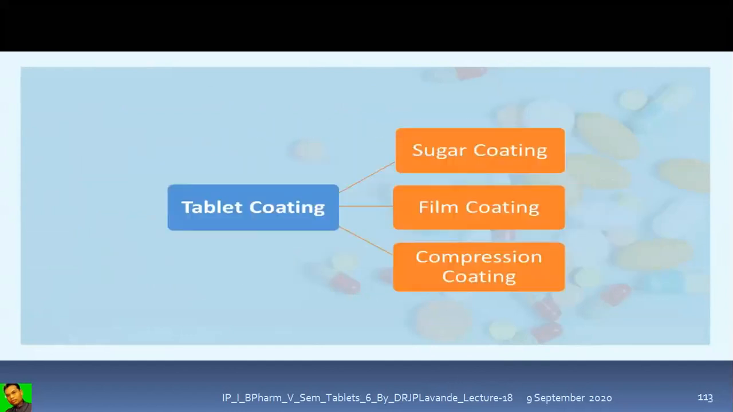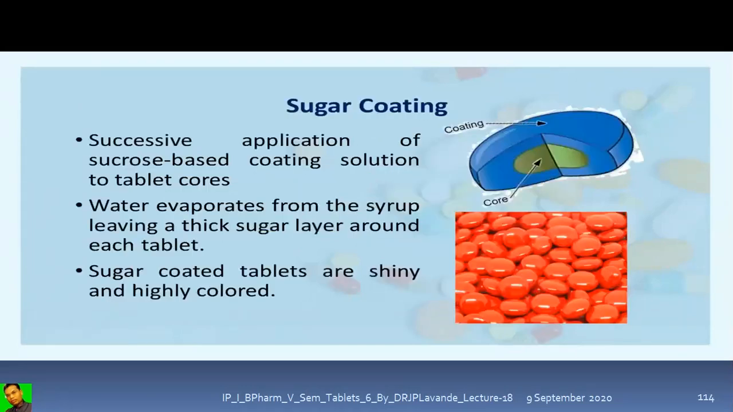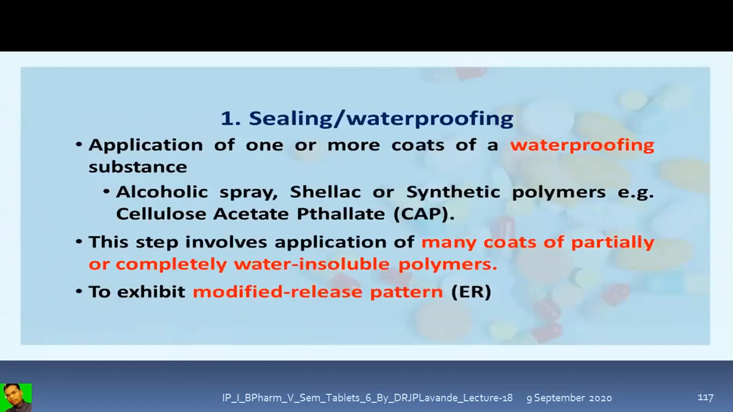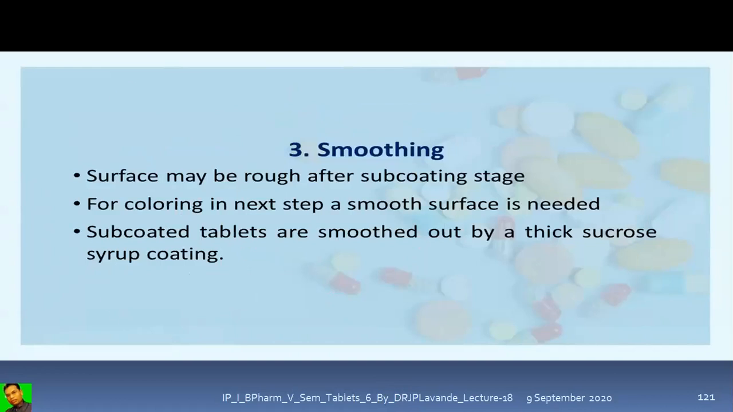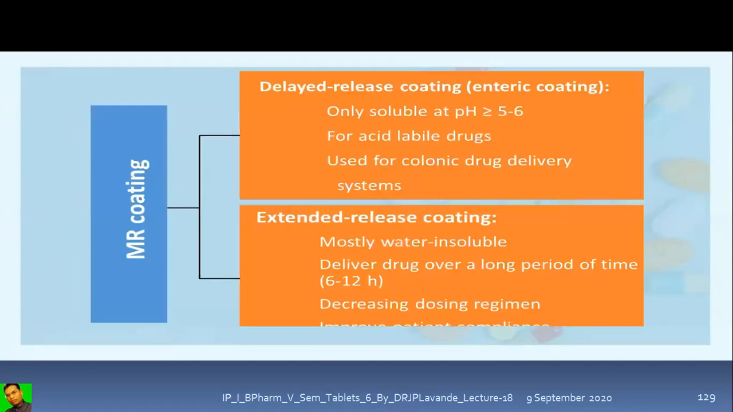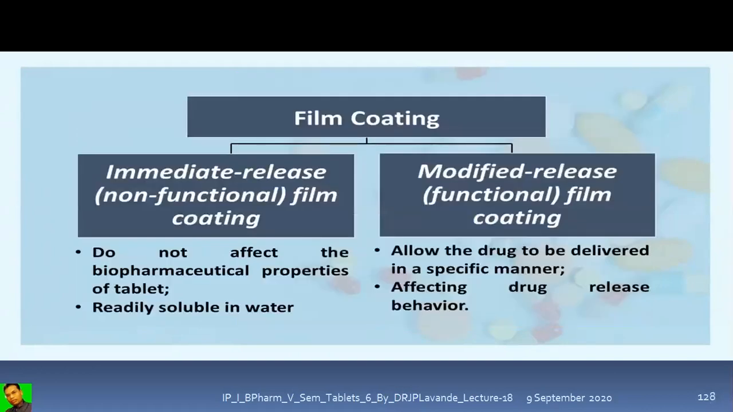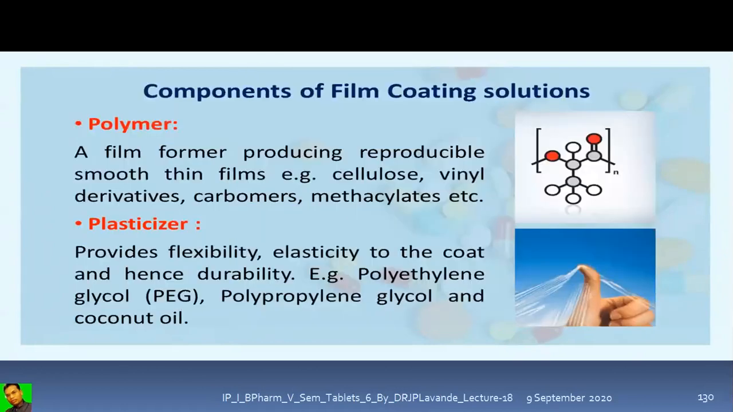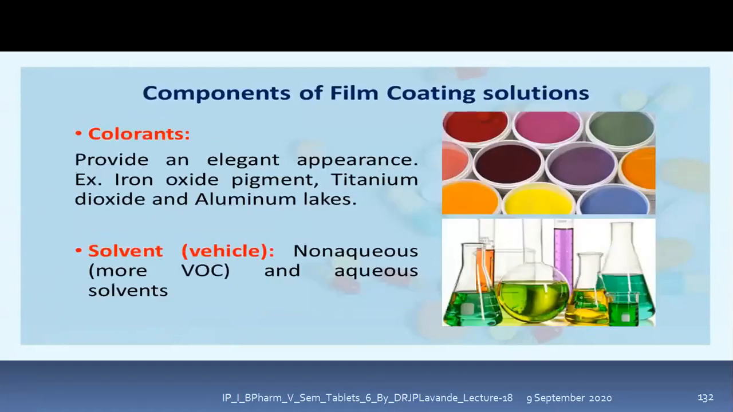Then we saw the different coatings: sugar coating, film coating, and the compression coating. Sugar coating passes through different stages: sealing, subcoating, smoothing, coloring, polishing, and the printing. And every coating has its particular purpose for which it is done, right? Film coatings are of two different types, immediate release and modified release. Immediate is the non-functional; modified is the functional one. Modified release is nothing but the delayed release and extended release. In order to get the coating, we require the polymer, plasticizer, colorants, and solvents.